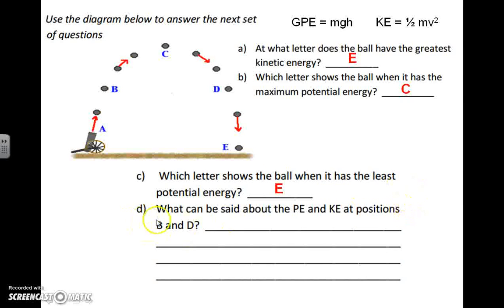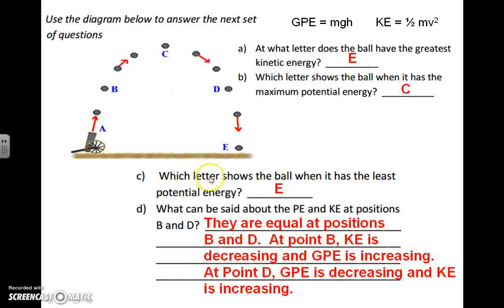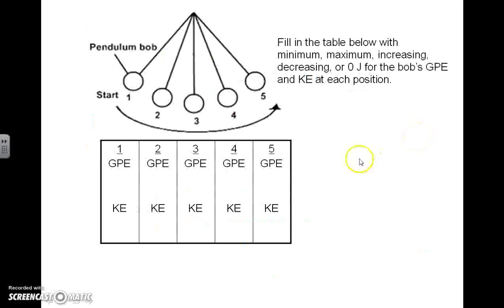Okay. Then it says what can be said about the potential energy and kinetic energy at positions B and D, and that's here and here. And if you think about it, they're equal at those positions because at point B, kinetic energy is decreasing, it's slowing down, gravitational potential is increasing, and over here at point D, you have gravitational potential energy decreasing and kinetic energy increasing. Okay, so it's all the same mechanical energy though, so these points would have those two values being equal to each other. And here's the last question.